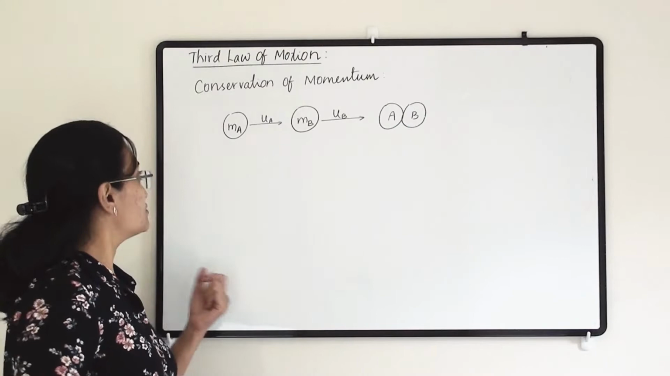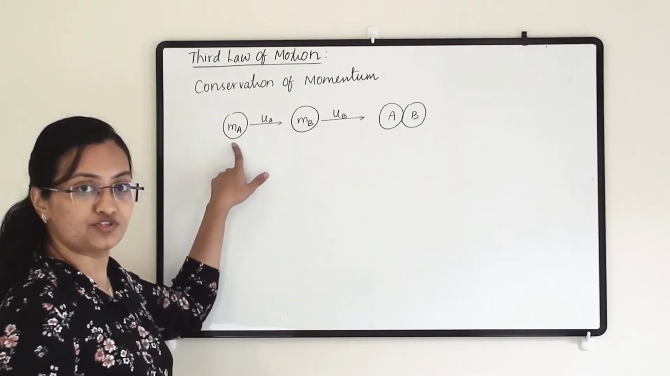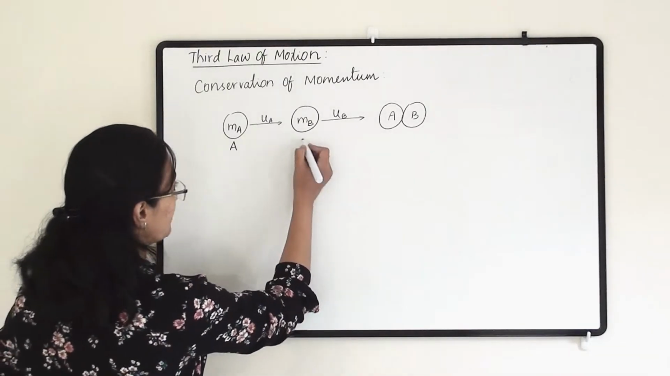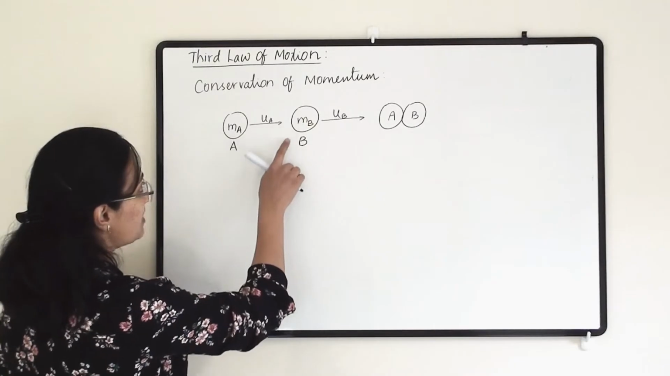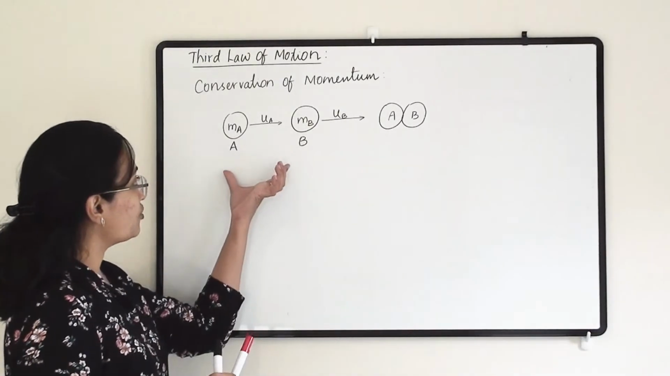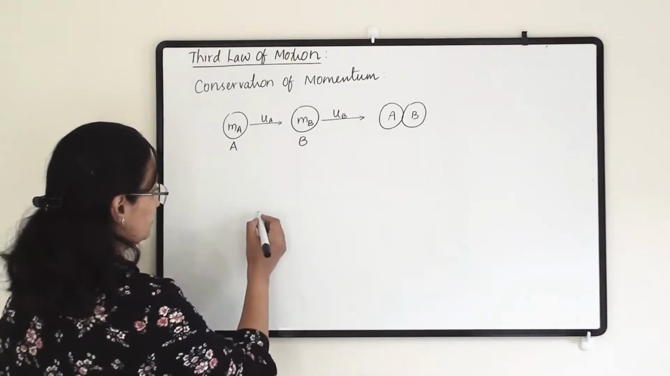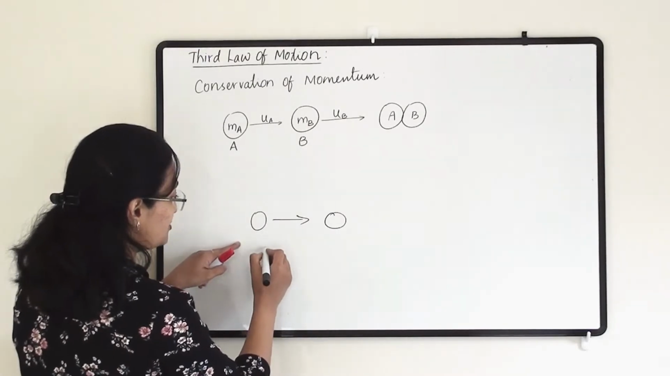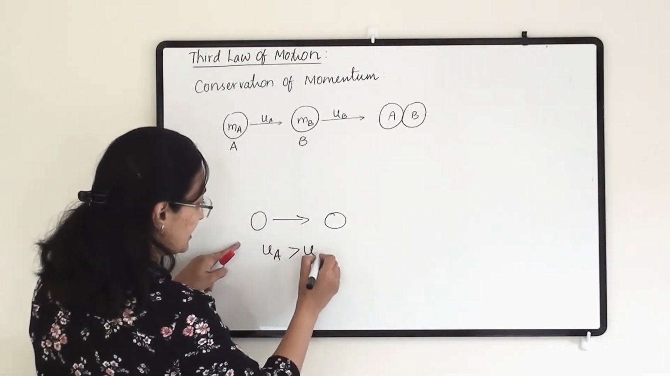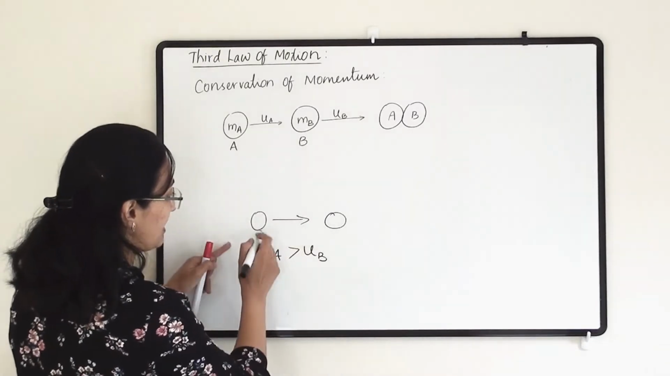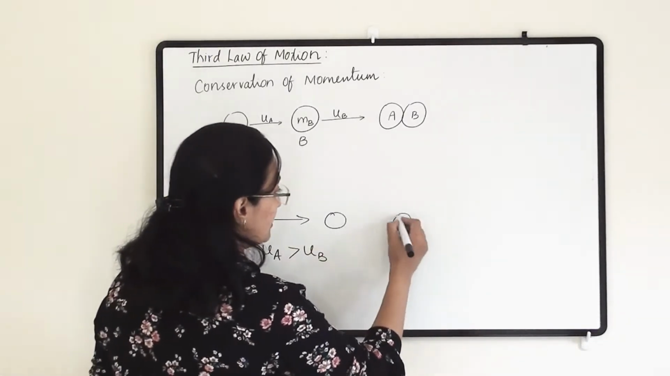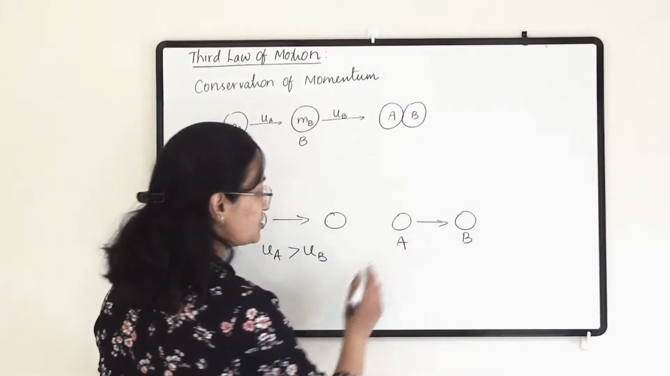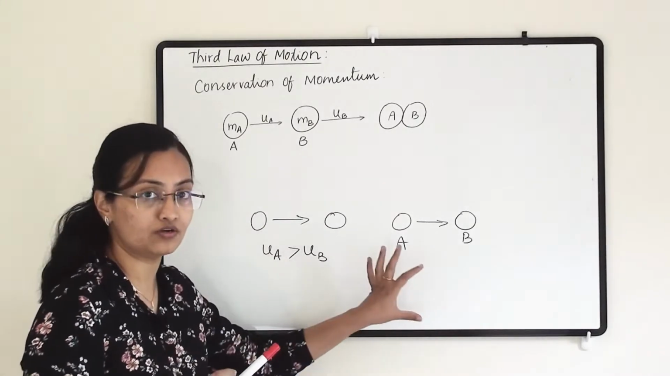Let us understand this situation. One object, A, has mass A. This is the second object, B, and it has mass B. Both of these objects are traveling in one direction, like this, but the velocity of object A is greater than the velocity of object B. So it will collide with B while they are moving. Imagine that they are moving on a floor.